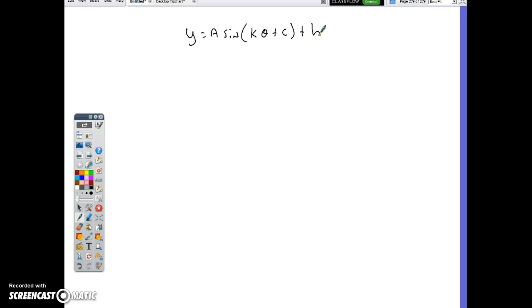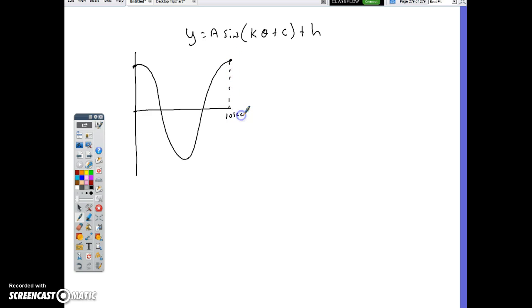So, I read the problem. The problem says I have waves that start at the maximum, go down to the minimum, and go back to the maximum every how long? 10 seconds. So this is 10 seconds right here. It says that the height of this is 3 meters. I assume this is 0. This is down 3 meters. Agreed?